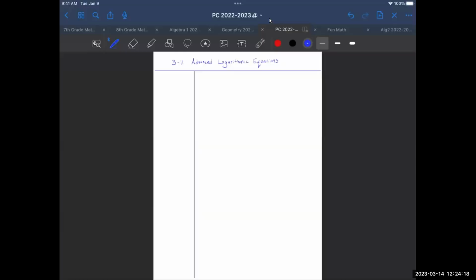Computer's dying. Because of Firefox. It might be Firefox. I think it's just the Mac is not able to handle it.